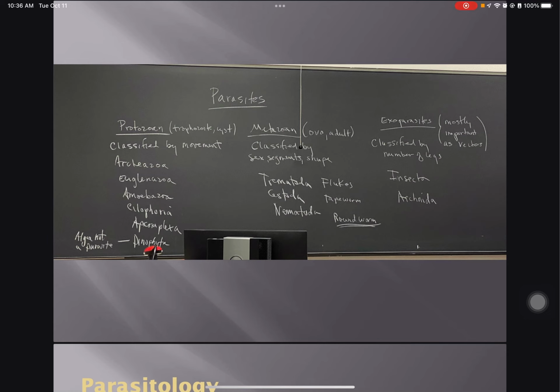Examples of them would be fleas, bed bugs, keds, lice. And then the arachnida have 8 legs. They're related to spiders and scorpions. But spiders and scorpions are not parasitic. What we're mostly interested in are ticks and mites. Okay? And both of those can be parasites.